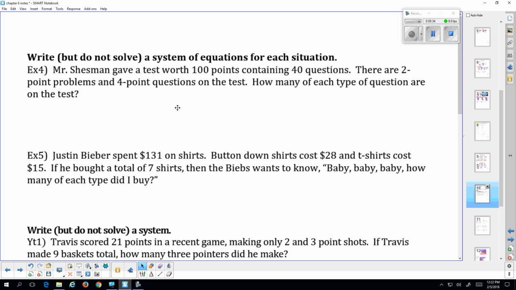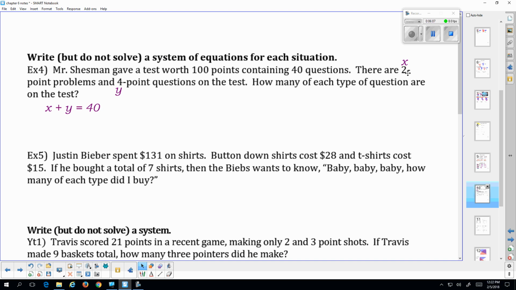So what I'm going to do is, first of all, how many questions are there total on the test? There's 40 questions total, and we have two types of questions. We have 2-point problems, I'm going to call those X. We have 4-point problems, I'm going to call those Y. So the number of 2-point questions and the number of 4-point questions all add up to 40 questions. But when we talk about the points, they have to add up to 100.